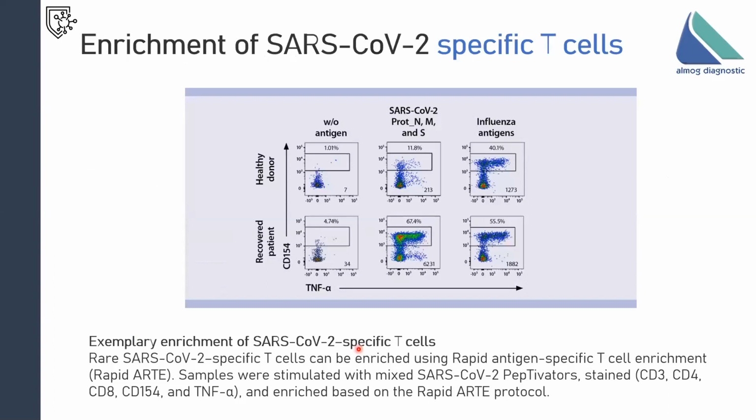And here you can see, when you are performing the enrichment of specific T cells, also an example from a healthy donor and a recovered patient. This example is for TNF alpha, and you can see this is the control. This is upon stimulation with the N, M, and the S. You can see the stimulated and the secreted TNF alpha cytokine. This is a positive control of stimulation with another peptide pool, which is the influenza antigen.